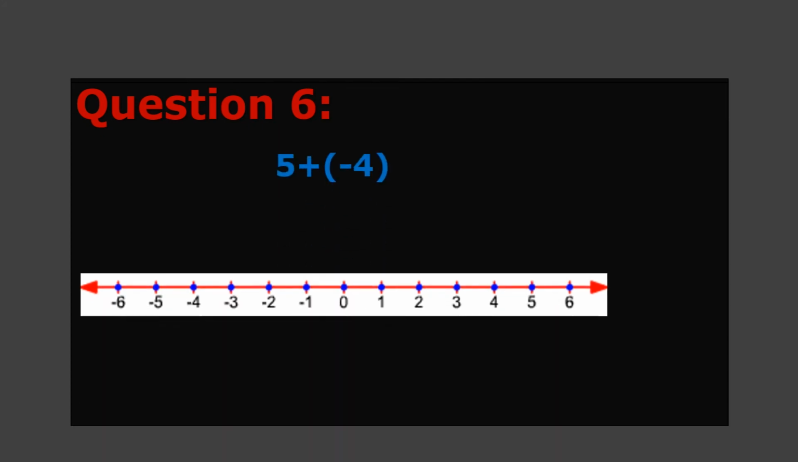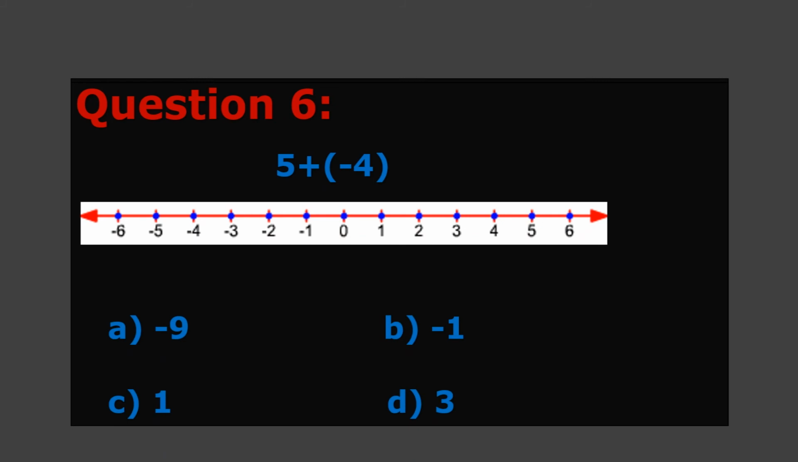Now here is the last question, question 6. In this question also you have to use number line. 5 plus minus 4 is equal to A minus 9, B minus 1, C 1 or D 3.